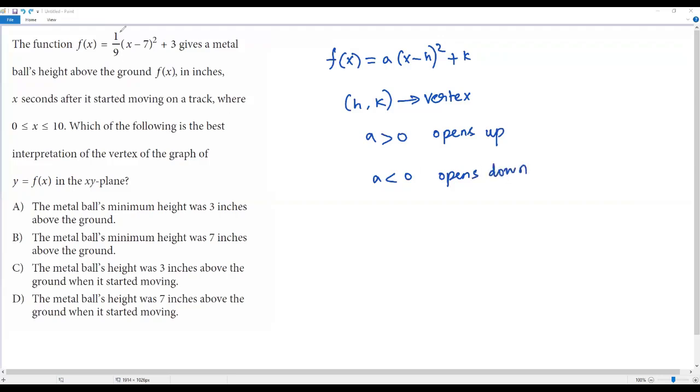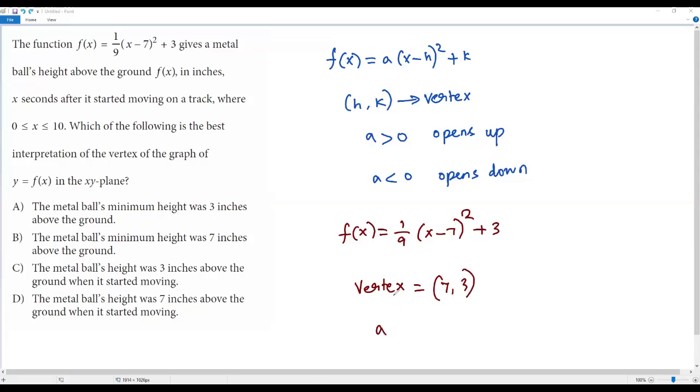Okay, now let me consider the quadratic function we have in our problem, that is f of x equals 1 over 9 times (x minus 7) the whole squared, plus 3. So what is the vertex of the parabola? For that, let's compare this and this. At the place of h, we have 7, that is 7 is subtracted from x. At the place of k, we have 3 over here. So the vertex h comma k equals 7 comma 3.